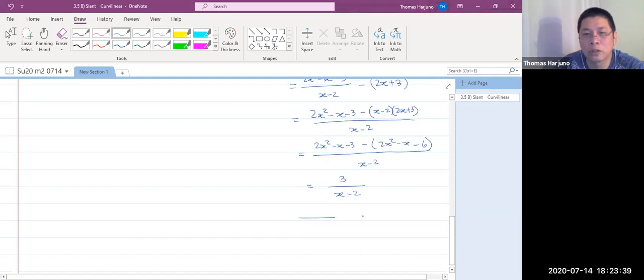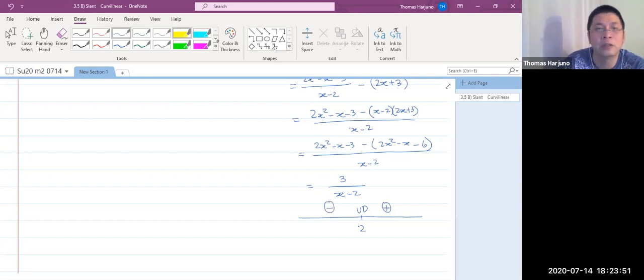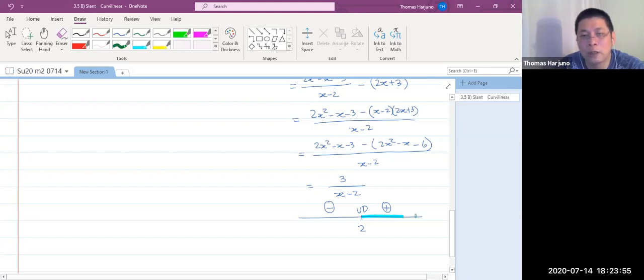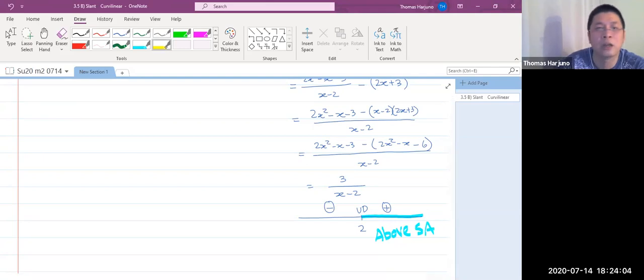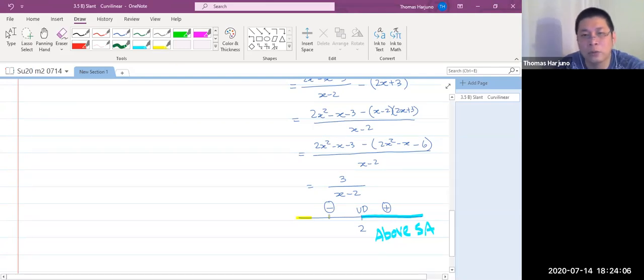So according to the sine graph, we have only one critical number here, which is x equals 2. Will be positive to the right of that, negative to the left of that. Now this means between 2 to infinity, that's above the slant asymptote. And between negative infinity to 2, that will be below the slant asymptote.